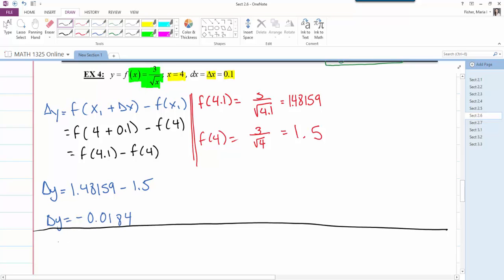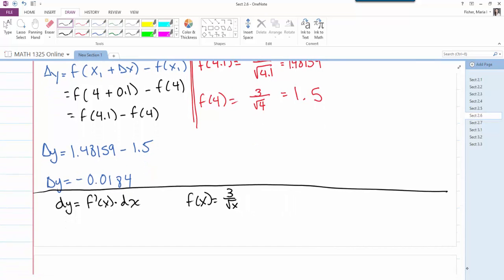In order to find dy, and dy is always going to equal f prime of x times dx, I first need to find what the derivative is. Well, what's my given function? My given function is 3 over the square root of x. Well, that's another one of those that I have to rewrite before I take the derivative. How do I rewrite that? Well, remember, the square root is x to the 1/2 power. And then in order to get something out of the denominator, I've got to make that exponent negative. So this becomes 3x to the negative 1/2.